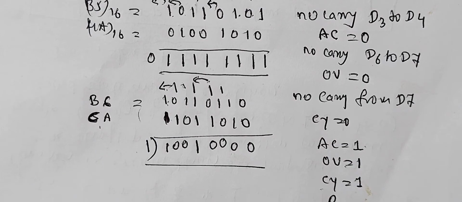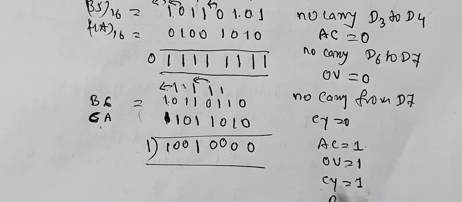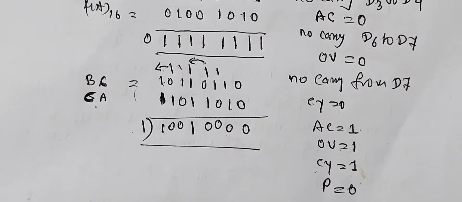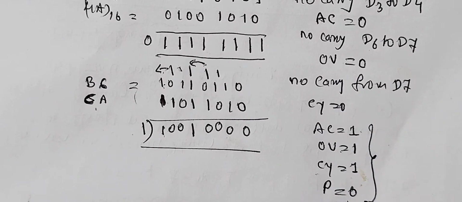What is the parity bit? See the final result, how many ones are there. If ones are in even number, parity bit is 0. If ones are in odd number, parity bit is 1. See, in this addition, 1, 2, there are 2 ones, an even number. Therefore, parity bit is 0. So, all the 4 types of flags are affected during additions. This is how we perform additions by using the operational code ADD.